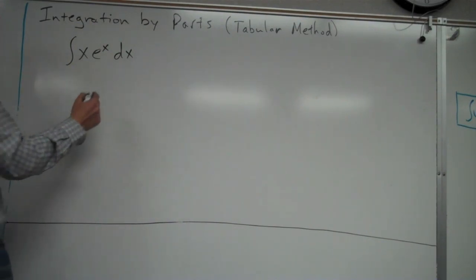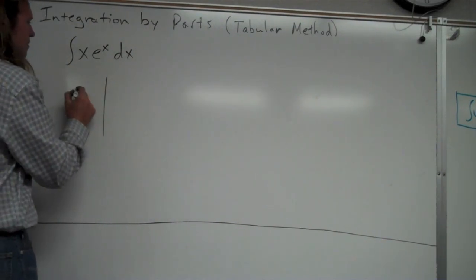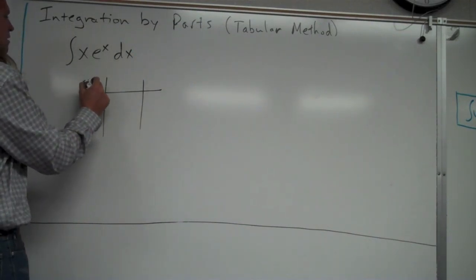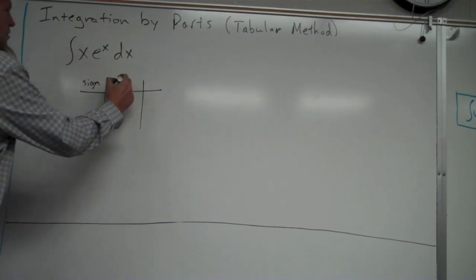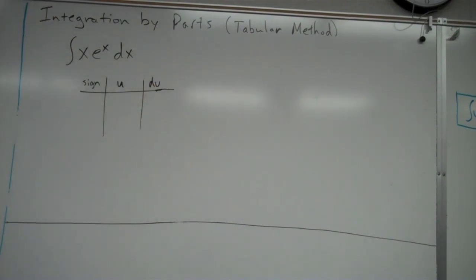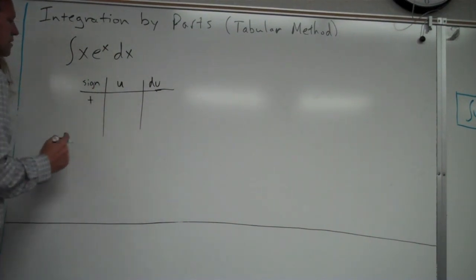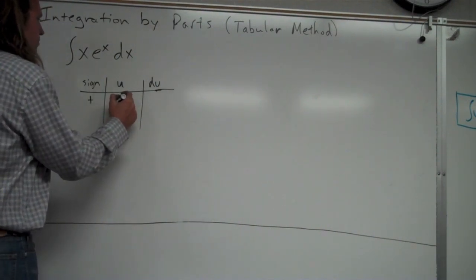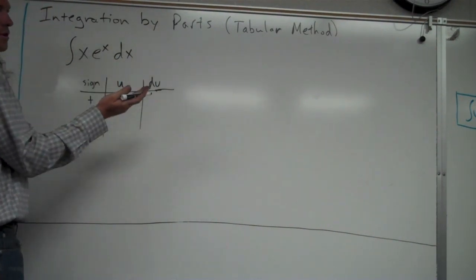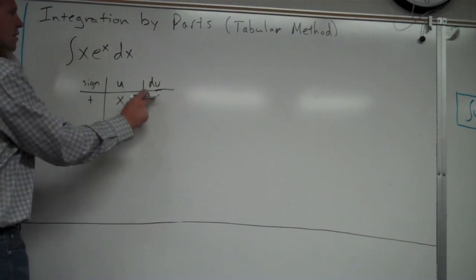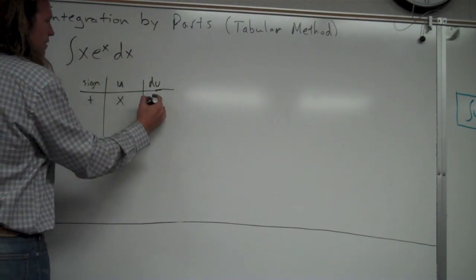So what you do for your tabular method, you have 3 columns here. One is the sign, the next one is your u, and then the last one is your dv. What we're going to put here in the sign, it always starts with a plus, and then it's just going to alternate as long as you go. And then for u, you're going to put whatever you would choose for u, just like you would in the other method. So in this case it would be x. For your dv, you put what the rest of it is, so in this case it would be e to the x.